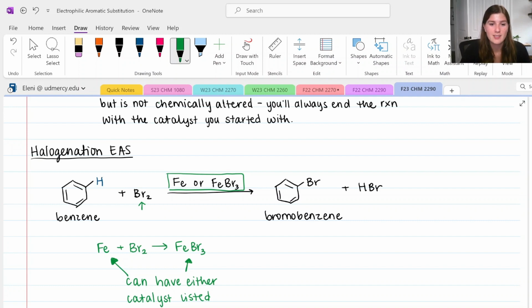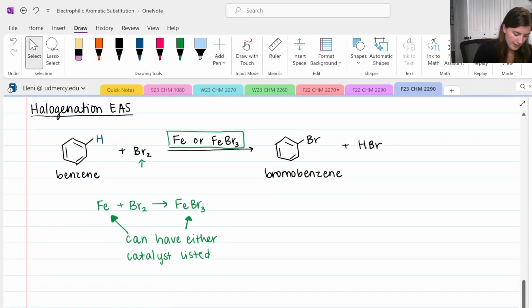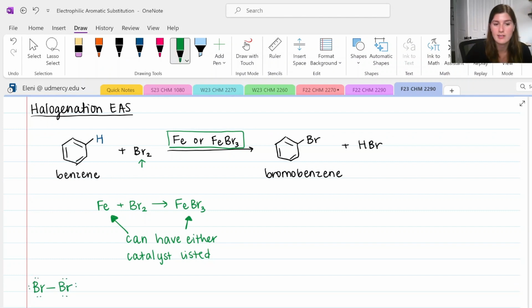Okay, so what does iron or iron tribromide do in this reaction? Why do we need to include it? Well, let's say we have our Br2, so two bromines bonded to each other. Again, as I mentioned, this is a pretty stable molecule. Br2 is not a very good electrophile. But if we add the iron tribromide, this iron acts as a Lewis acid.